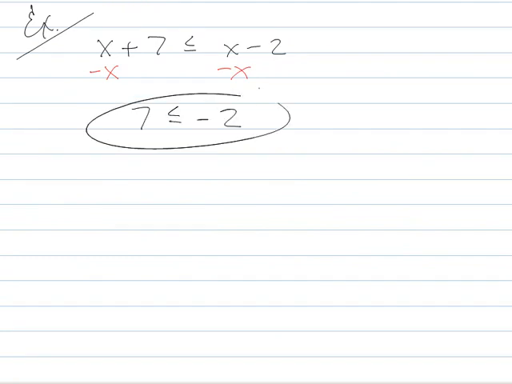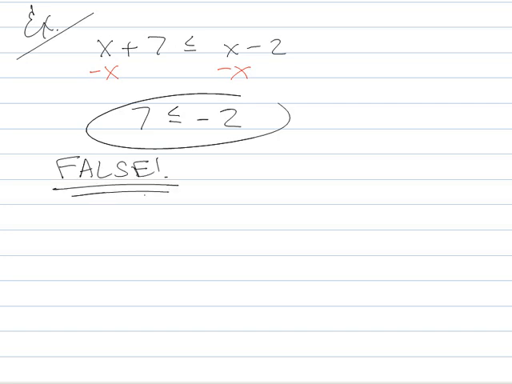Now, as a comparison, you could get something like this. x plus 7 is less than or equal to x minus 2. All right, so I'll go in here and I'll subtract x off of both sides, and I'll get another stupid statement without any x's. 7 is less than or equal to negative 2. So is this a true statement or a false statement? False, hopefully. You got that one?